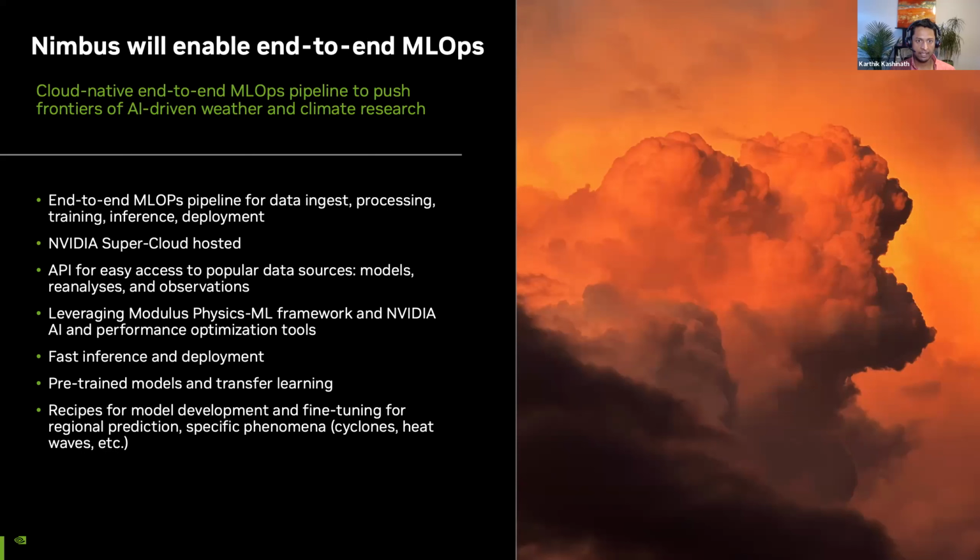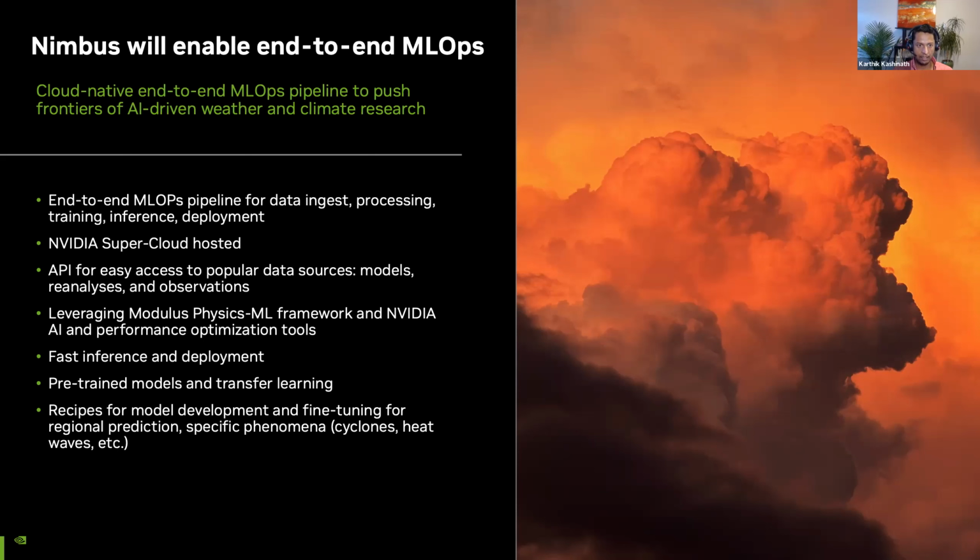The pre-processing, the ingestion of the data, the training, the inference and deployment, all of that needs to be highly optimized, and an end-to-end pipeline to do that is going to accelerate the pace at which we can do our research. So that's the platform that we're developing. It's going to be hosted on the cloud. It has an API for easy access to various different data sources. Some of the standard data sources, such as the CMIP6 archive, ERA5, and others, but also observations.